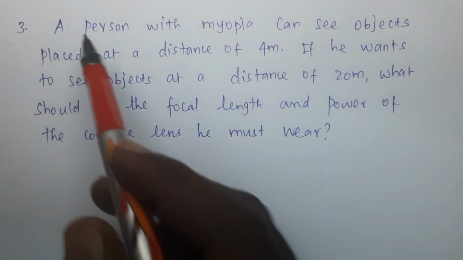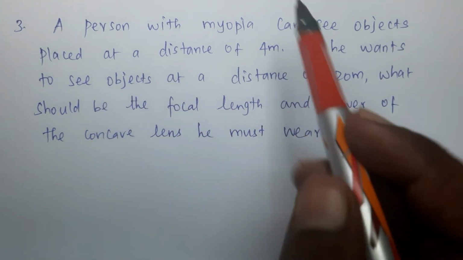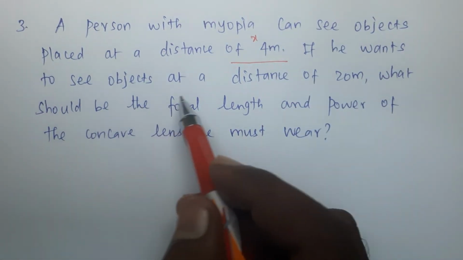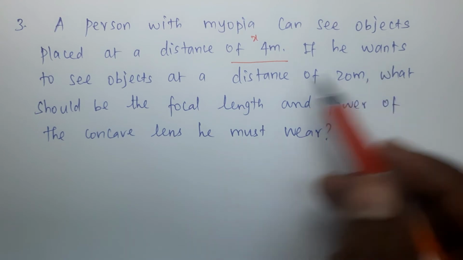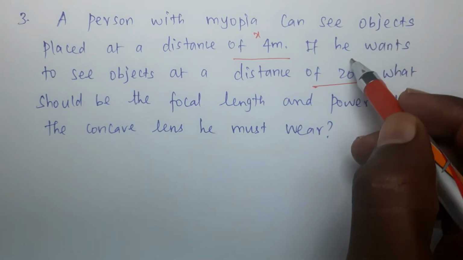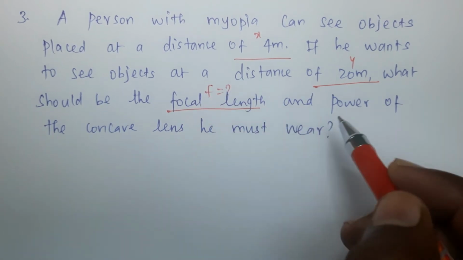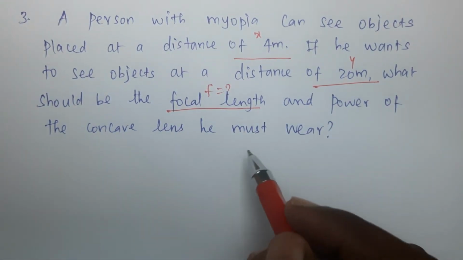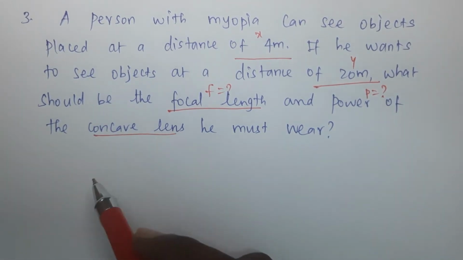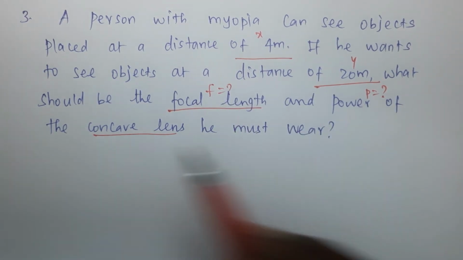Solved problem 3. A person with myopia can see objects placed at a distance of 4 meter. So can see distance is x. If he wants to see an object at a distance of 20 meter, we take that as y. What should be the focal length? f we have to find out. Then the power of the concave lens he must wear, so P we have to find out. For a concave lens, f should be negative, then the power of the concave lens also should be negative.